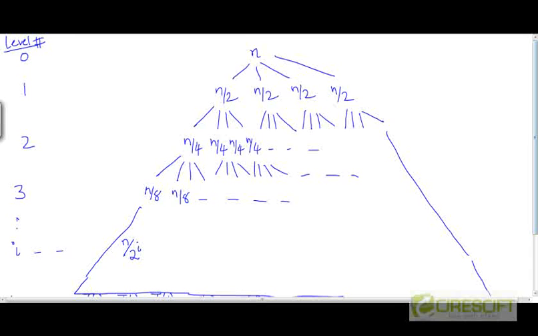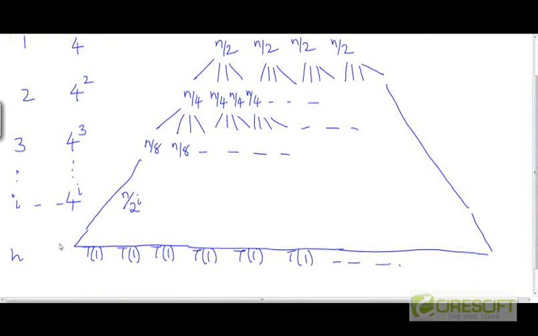And the number of nodes at each level is given by 1 at level 0, 4 at level 1, there are 4 nodes at level 1, there are 16 nodes at level 2. There will be 4 to the power 3 nodes at level 3, and so on. There will be 4 to the power i nodes at level i, and there will be 4 to the power h nodes at the bottommost level.